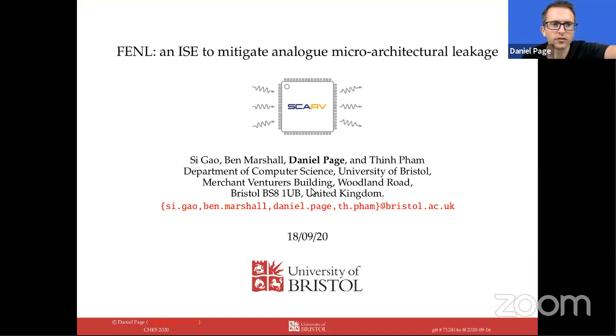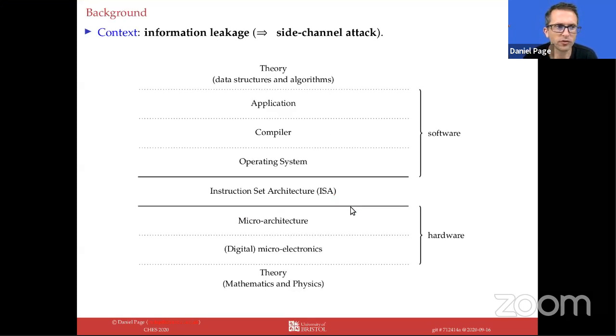Yeah, so this is joint work with C, Gao, Ben Marshall, and Thin Pham. This is to do with an ISE that concerns the improvements of security characteristics of software implementations of cryptography, rather than performance characteristics in some way. So I want to start really by talking about the problem initially.